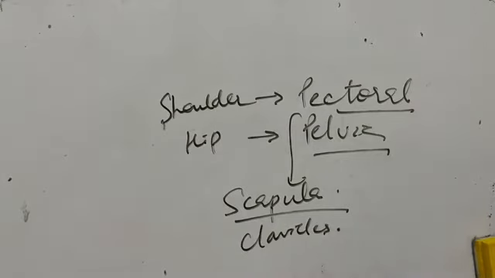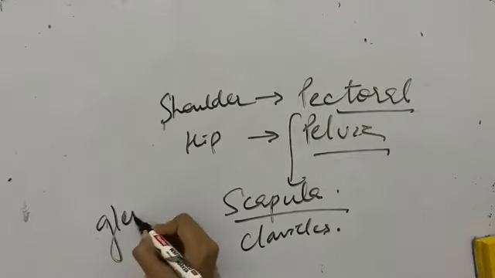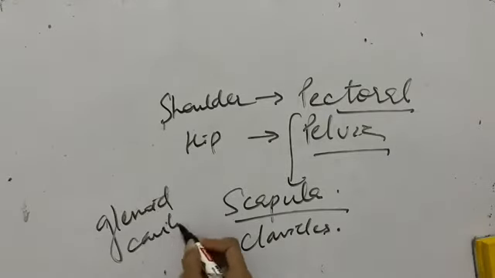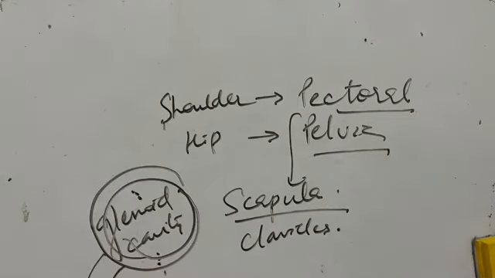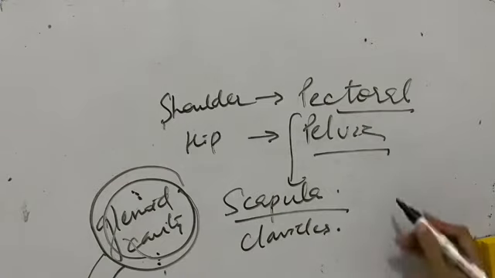And there is one cup-shaped cavity present in the pectoral region, which is known as the glenoid cavity. This is an empty space which joins the upper arm bone known as humerus. Okay, the humerus is attached to the axial skeleton through this cavity known as the glenoid cavity. Right?